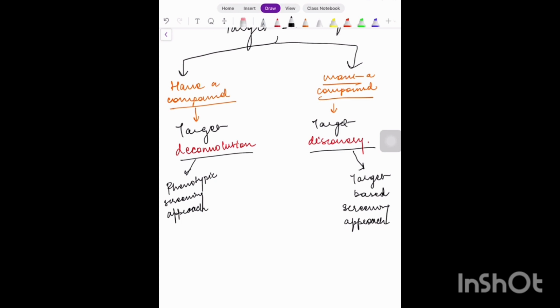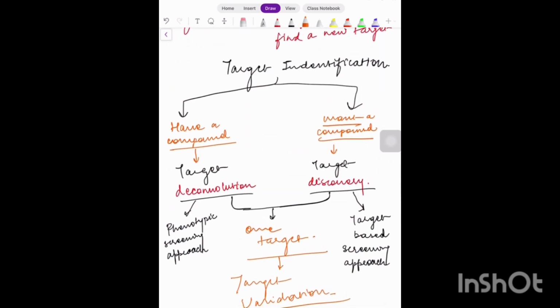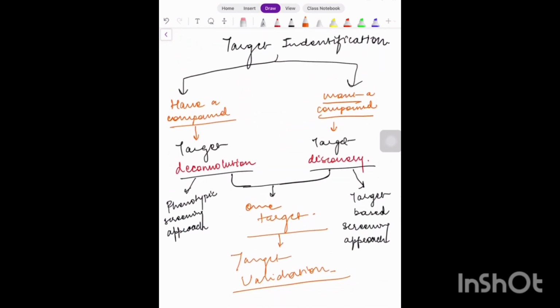So in either of the cases, whether it is deconvolution or whether it is discovery, one thing is for sure: you will find a target. You will find one target, and after this we are going to do the target validation. We'll validate whether the identified target is good or not. So you can take a screenshot of this flow chart if you want.